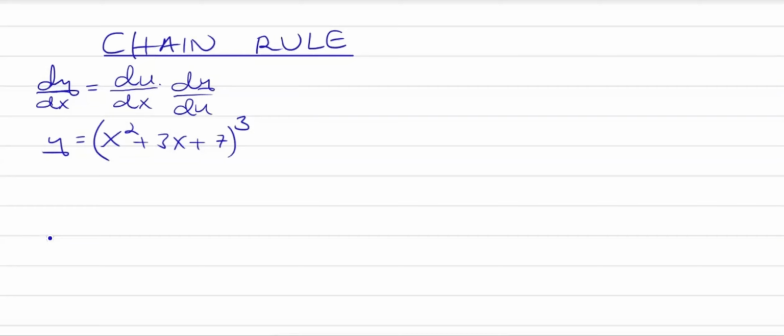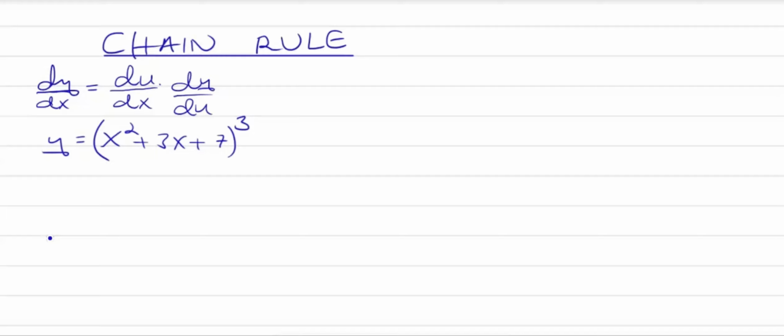Chain rule is used when we want to find the derivative of a function within a function. So, for example, this function here is a quadratic function raised to a power. One way is to expand the whole function, but rather than expanding, we can use the chain rule.